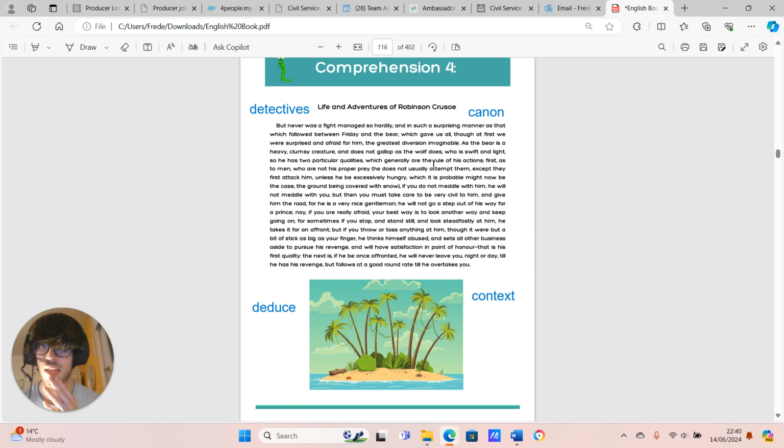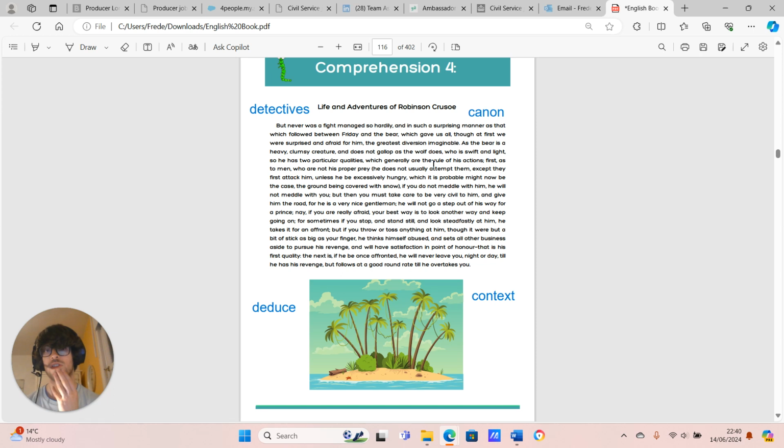Let's actually read this together. Okay, I'll stop along the way and we'll define, how many words have I got? I think we need to define 1, 2, 3, 4, maybe about 6 or 7. Let's just read it for now.